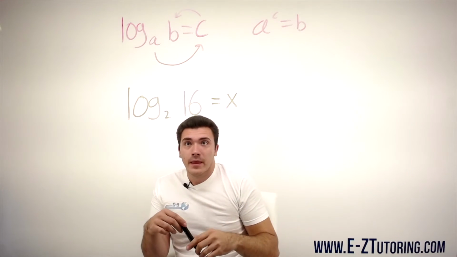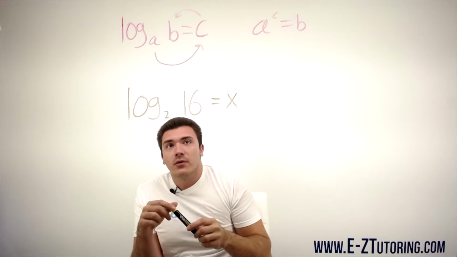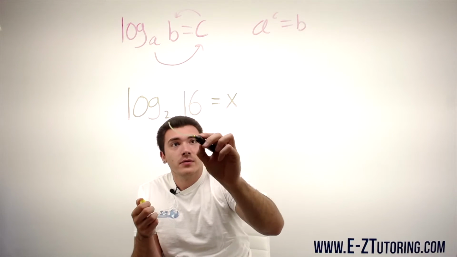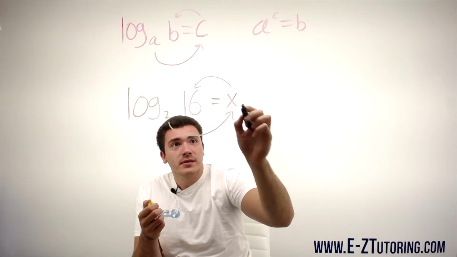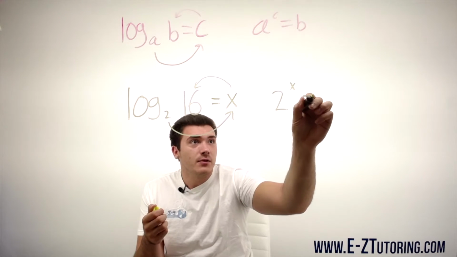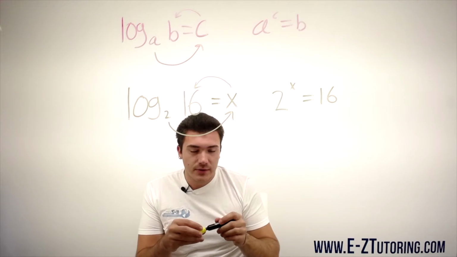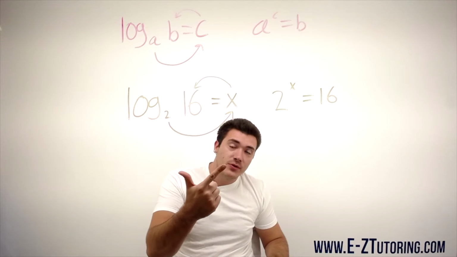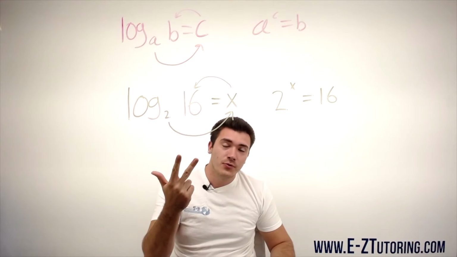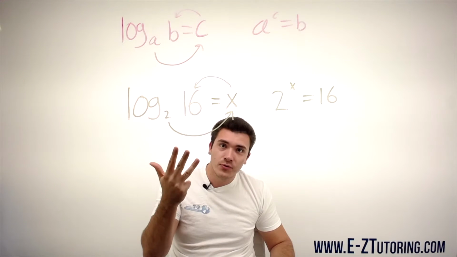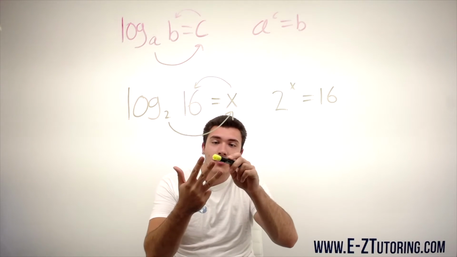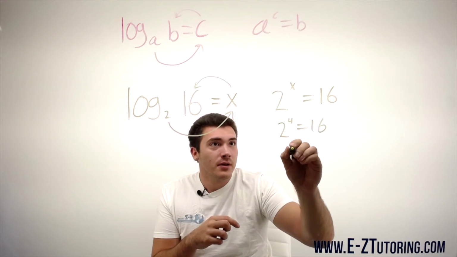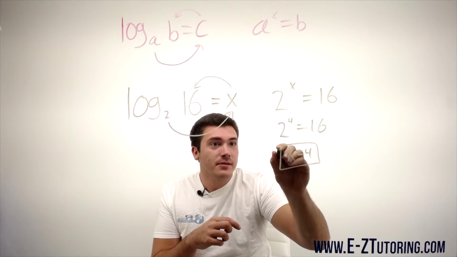Now here's why. You can't solve anything in the logarithmic form. You have to convert it to exponential form to understand what's going on. So we convert this and we get 2 to the x equals 16. So now all you need to do is find out what x is. Well, we know that 2 times 2 equals 4. Times 2 equals 8, times 2 equals 16. So 2 to the power of 4 equals 16. So therefore, x is 4. Easy enough, right?